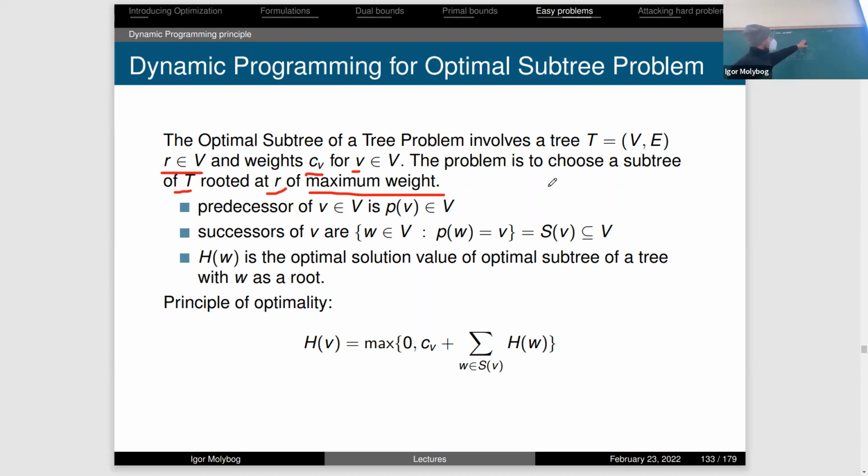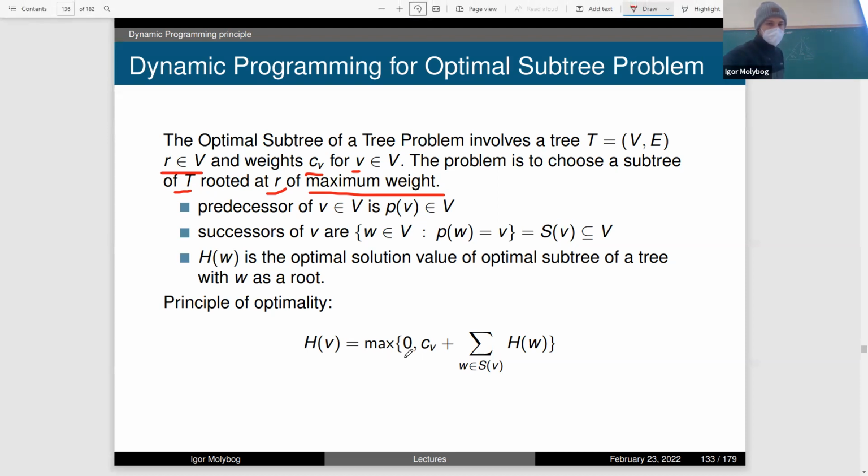How can we understand what's the optimal value for this entire tree corresponding to V? Well, as a rational individual, you should think that there are actually four options that we can consider. We can consider if we are taking this entire tree at all, like if its value is positive or not. We might decide not to take the tree, and then H of V is going to be zero. So this is this case.